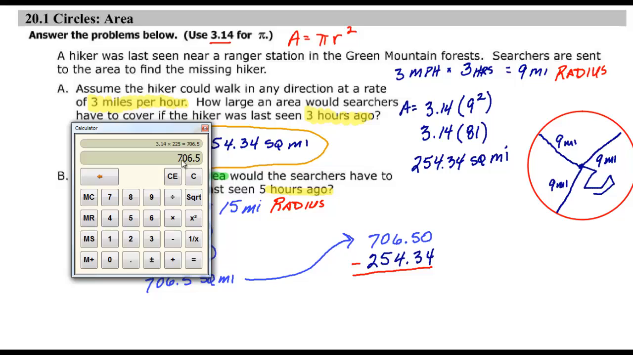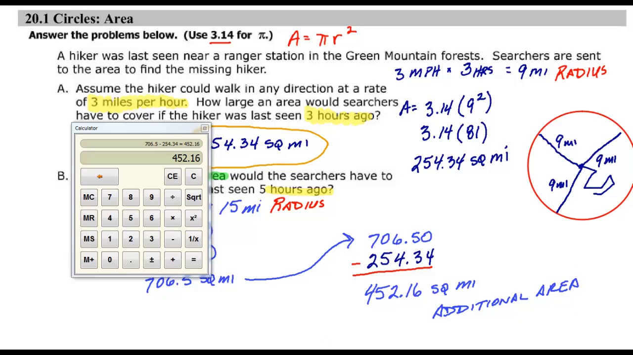So let's find the difference. Bust out the calculator. Still has the 706.5. Let's take away the 254.34. And we end up with 452.16 square miles additional area. And that becomes the answer to the second part, to part B. This is the part B answer.